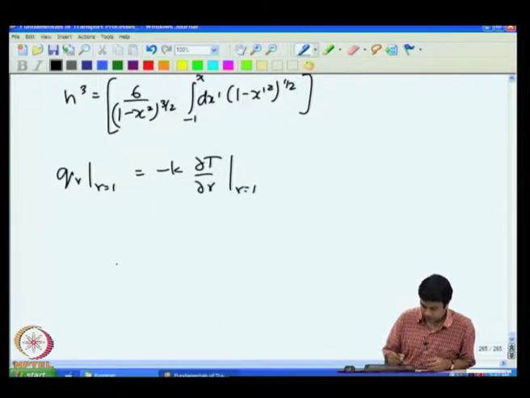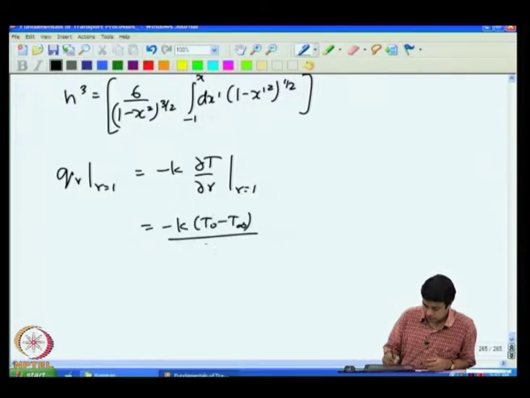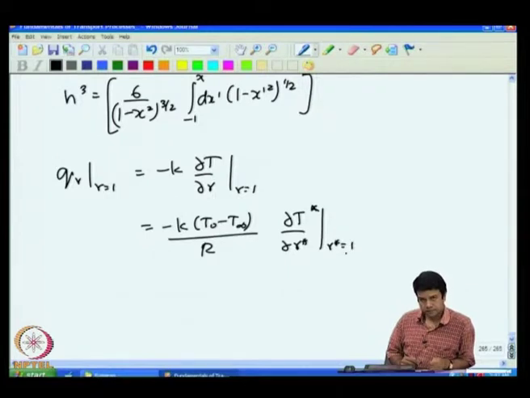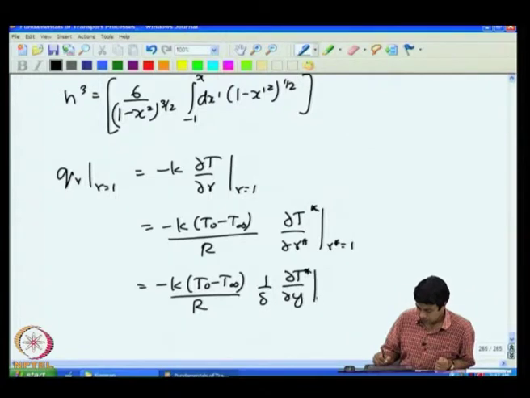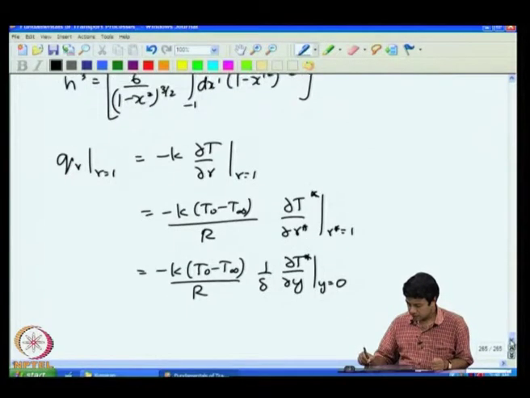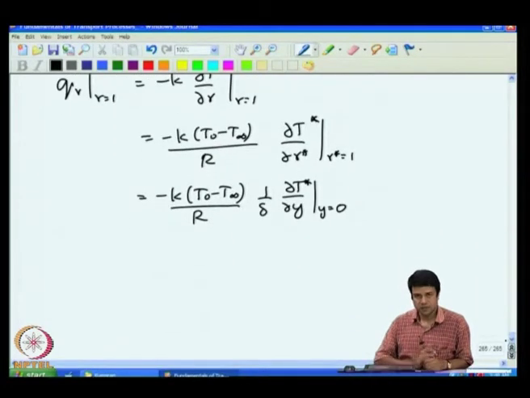At R equal to 1, this is equal to minus K into T naught minus T infinity by R, partial T star by partial R star at R star equal to 1. Now, I express R star in terms of y. R star is equal to 1 plus delta y. So, this is equal to minus K into T naught minus T infinity by R, 1 by delta, partial T by partial y at y equal to 0. Note that R star equal to 1 corresponds to y equal to 0.